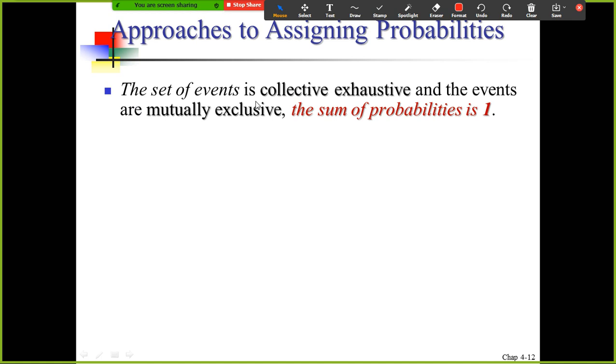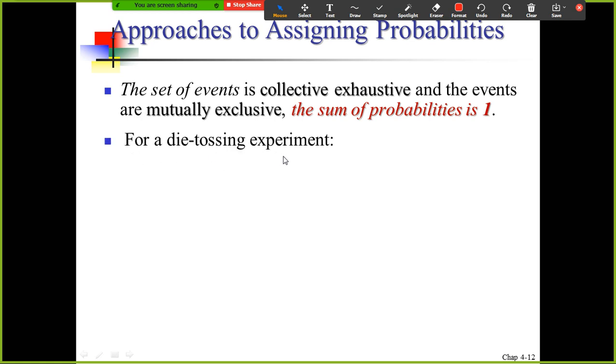The set of events is collectively exhaustive and the events are mutually exclusive. The sum of probabilities is equal to 1. The group of even number or odd number, we call collectively exhaustive. But even number or odd number alone, we call mutually exclusive.